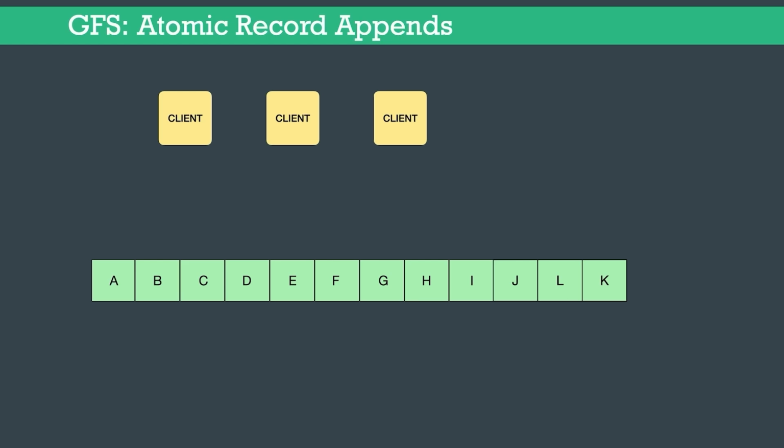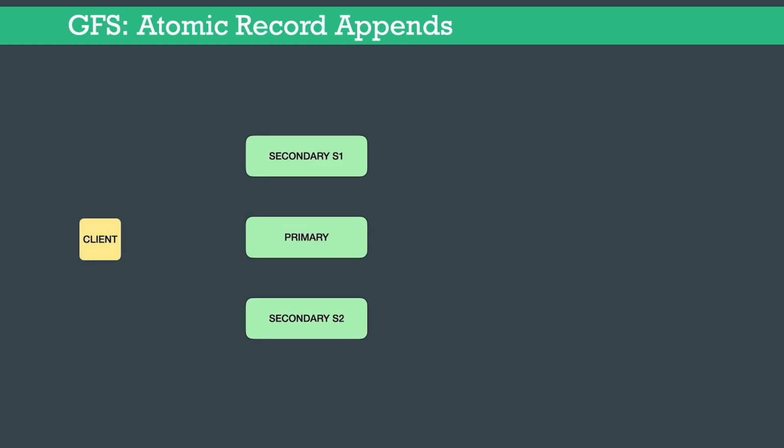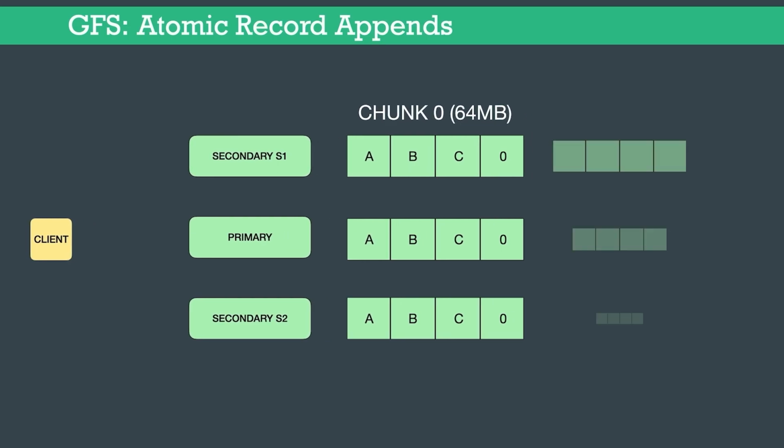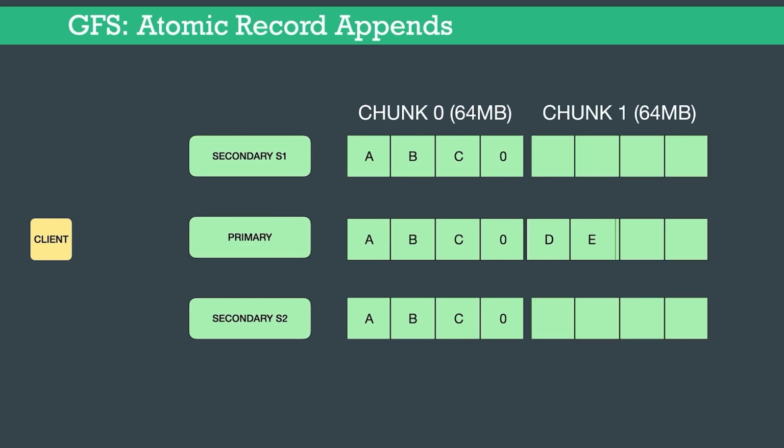If there is enough space in the last chunk, the appends will succeed and will be done in the same order across all replicas. The only bit of extra logic is to handle the case when appending data to the current chunk would exceed the maximum chunk size, which is 64 megabytes. In this case, the primary pads the chunk to the maximum size, for example with null bytes, and tells all replicas to do the same. After that, it tells the client to retry the operation on the next chunk.